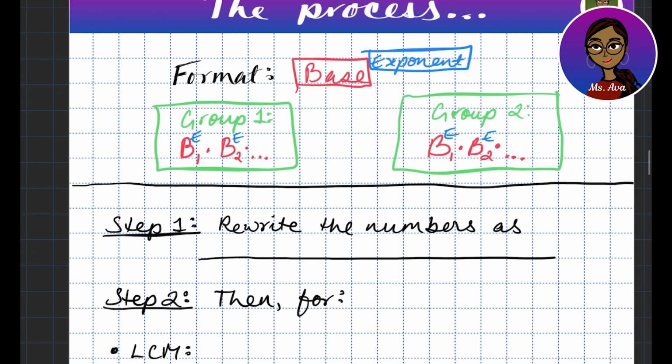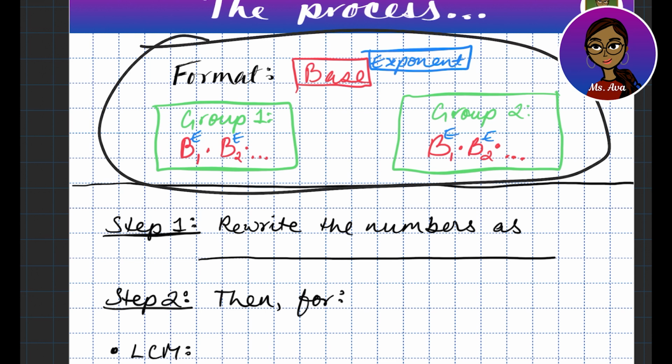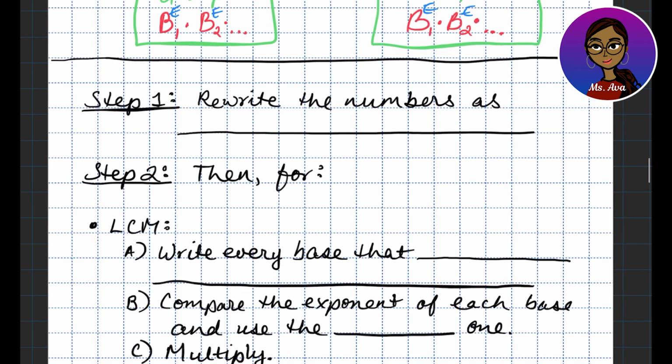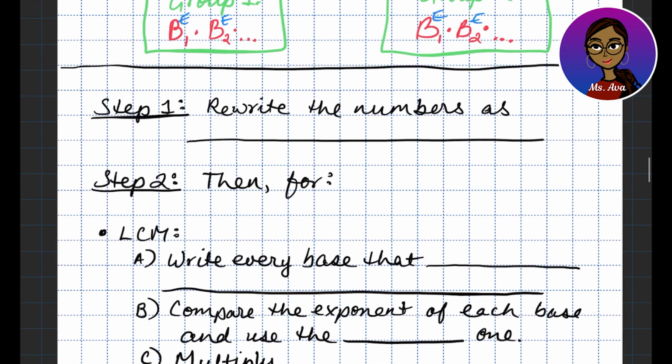All right, so let's go through that process again and just fill in these blanks right here. So this part, I'm just explaining what that format is and how we had the base and then the exponent. And that's what you're looking at within each group, and you put everything into prime factors like that. And then let's try out some of these fill in the blanks here.